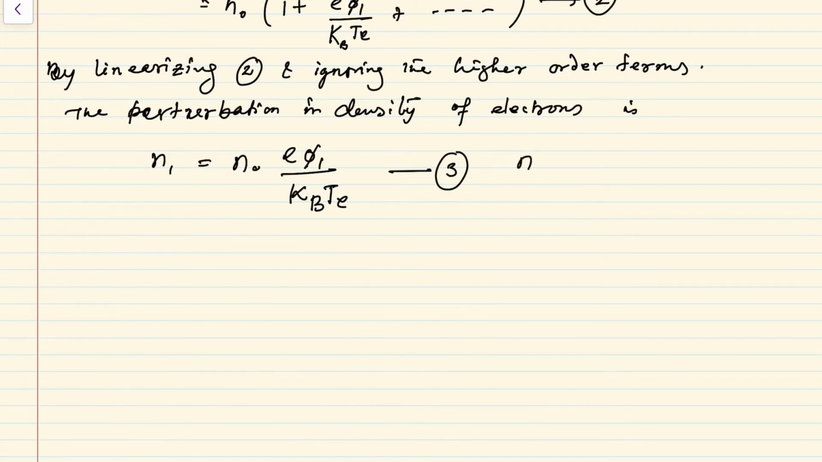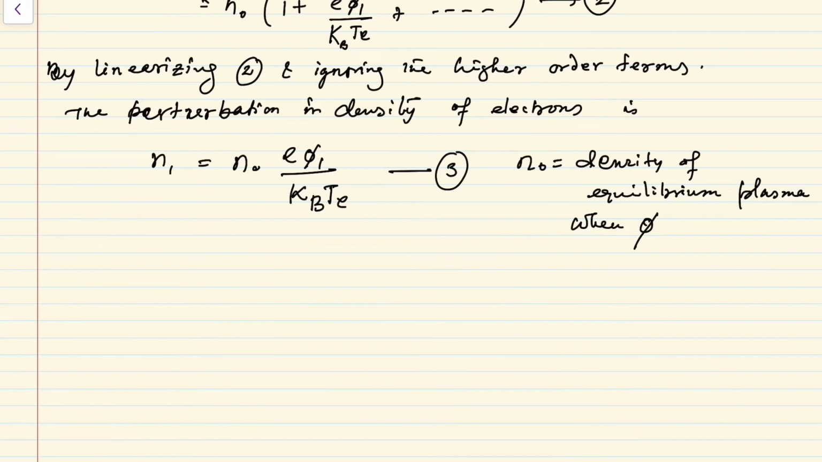Here n_0 is the density of the equilibrium plasma, and when it is in equilibrium, phi_0 is equal to 0, E_0 will also be equal to 0, and phi is then phi_1 and E is equal to E_1.